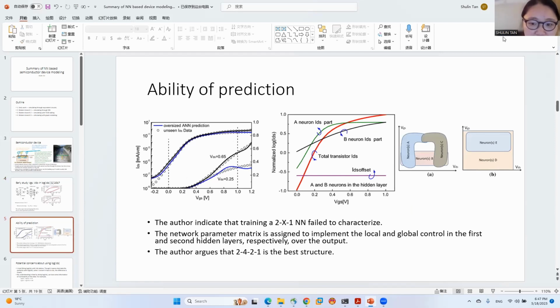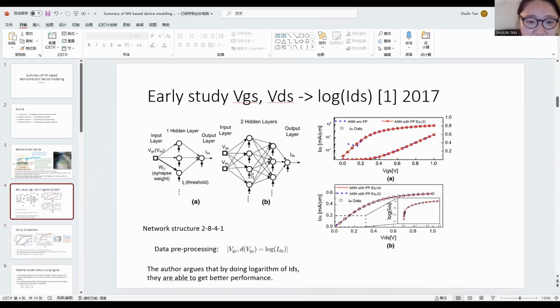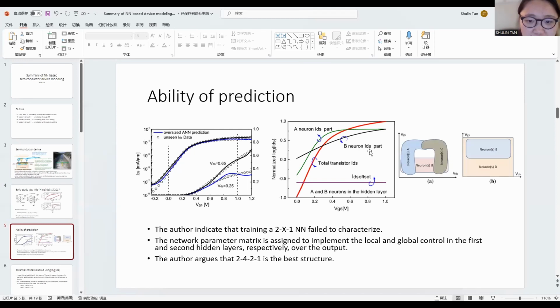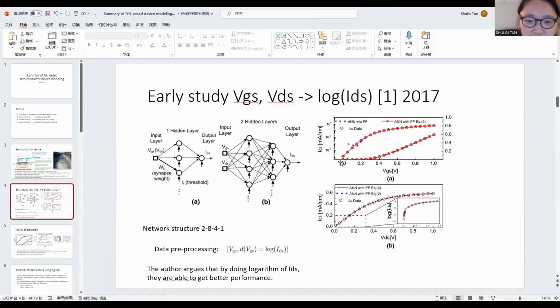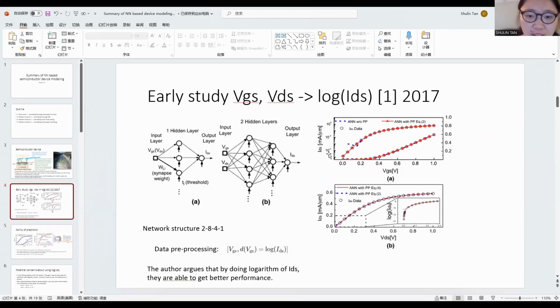They do argue that when you do the prediction, there are A neurons, B neurons, and C neurons in this network, and each neuron is actually trying to model different parts of your device, such that one neuron is mostly affecting this part, which is a big translating part, and there are neurons that are predicting the lower ones.